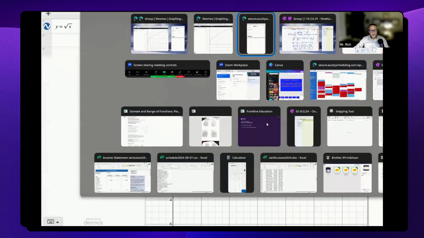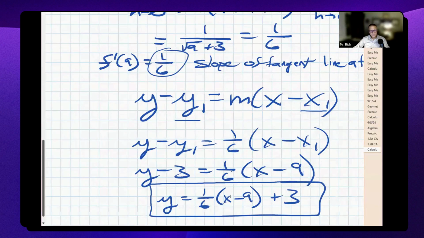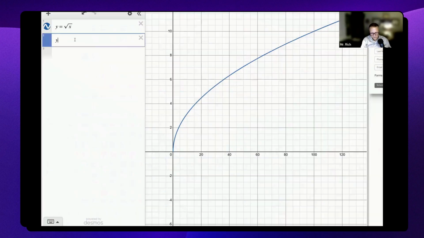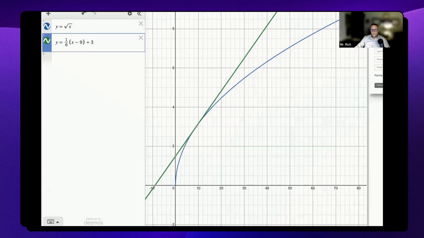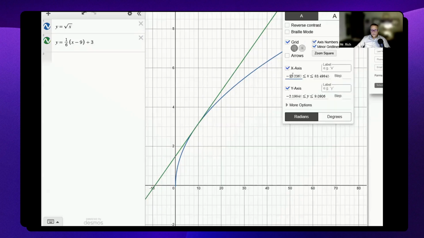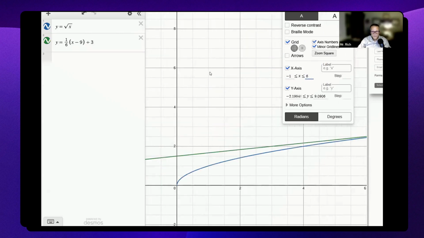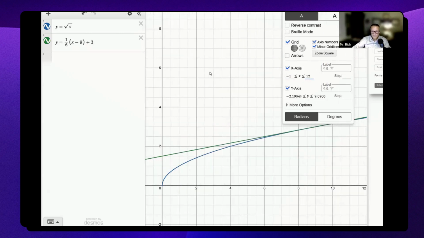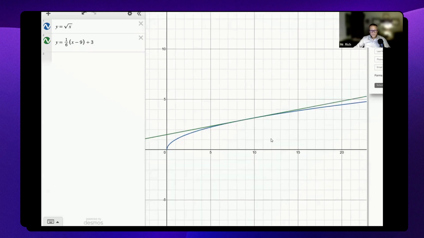I'm going to go ahead and graph this linear equation right here. And let's hope it works, right? Y equals 1/6 times x minus 9 plus 3. Okay, that's interesting. I'm going to rescale this on the x-axis, because we're looking at a little bit too wide here. We'll go from -1 to 6. Yeah, 12. How about that? Okay, there we go.